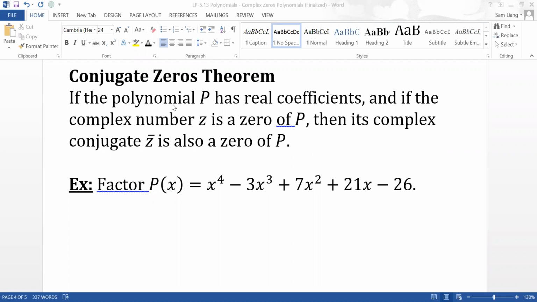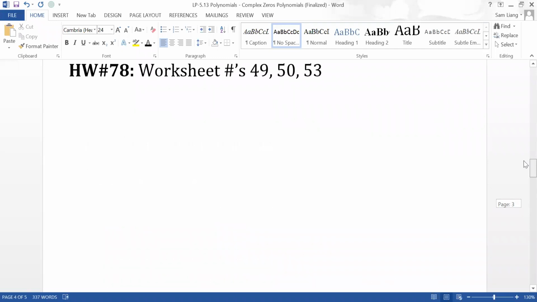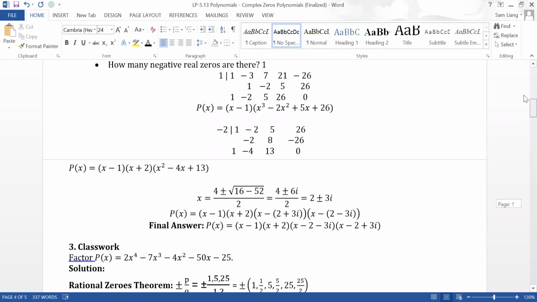Is anyone still copying the theorem here? All right, now I'll move on. Next is this example. Let me scroll up for that solution.